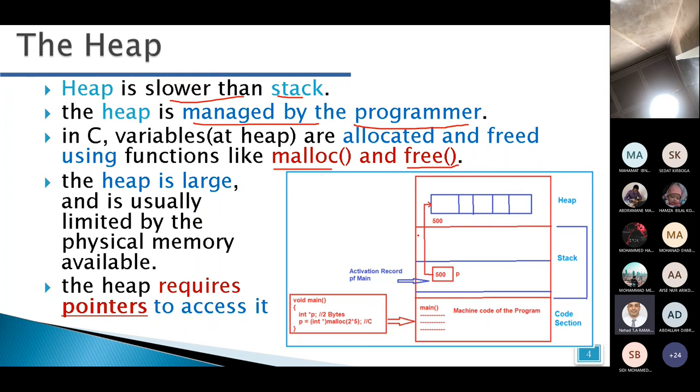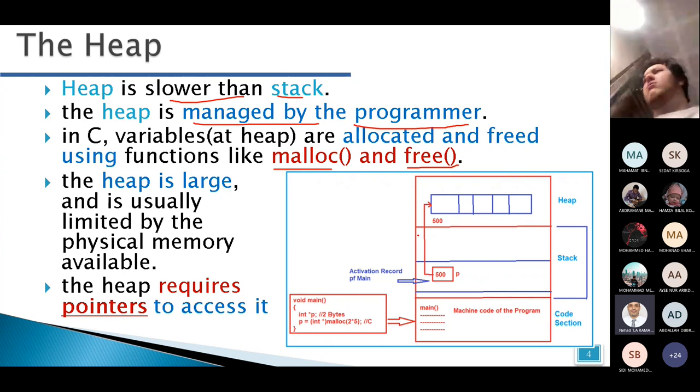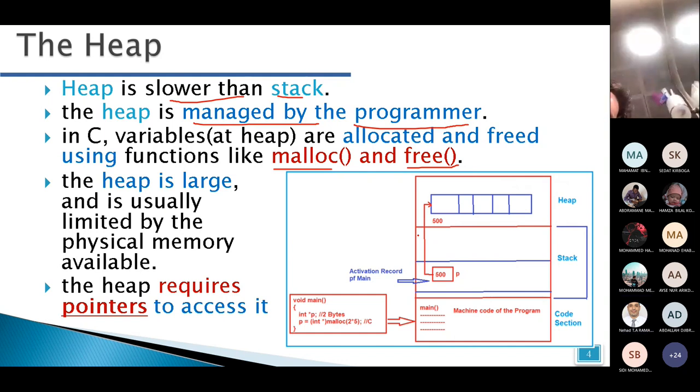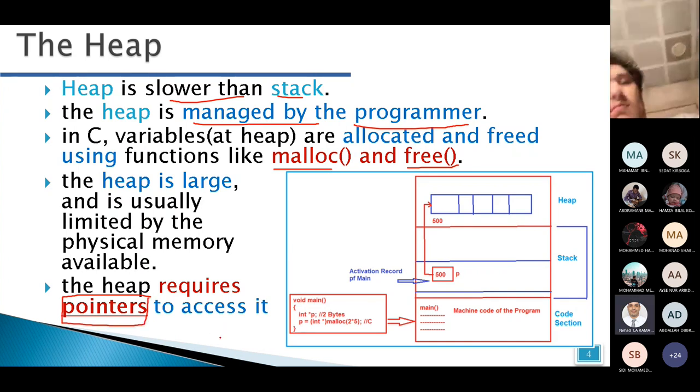Heap needs pointers to reach it. Why? Because in the functions, any variables declared in the function will be stored in the stack. So to reach the heap and use the heap, you need to create a pointer from the stack to the heap. So to access the heap, you need pointers. This is another use for pointers. So until now, there are many uses for the pointer.